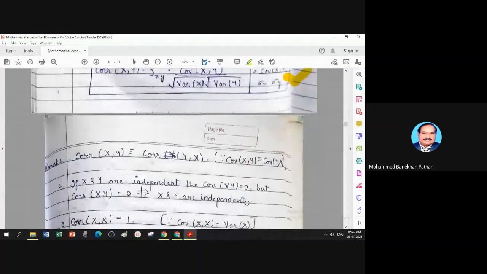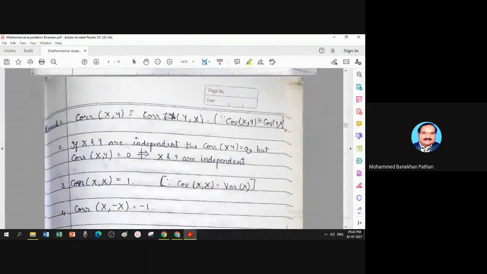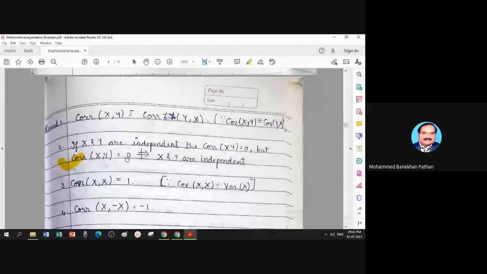Yesterday also I said the same thing in case of covariance. If correlation between x and y is equal to 0, you cannot say the variables are independent. There is a numerical example to justify this concept. If you have a book with you, you can open the book and you can see there is a clear numerical example. Correlation of x and y is 0, but the variables are not independent. You can go through it.